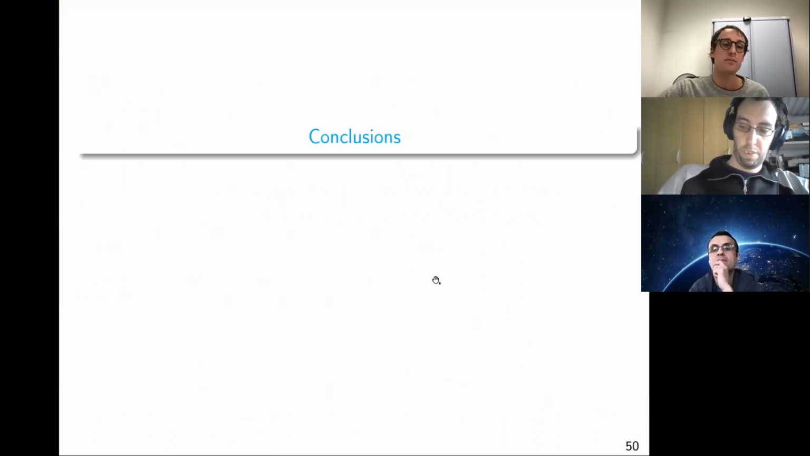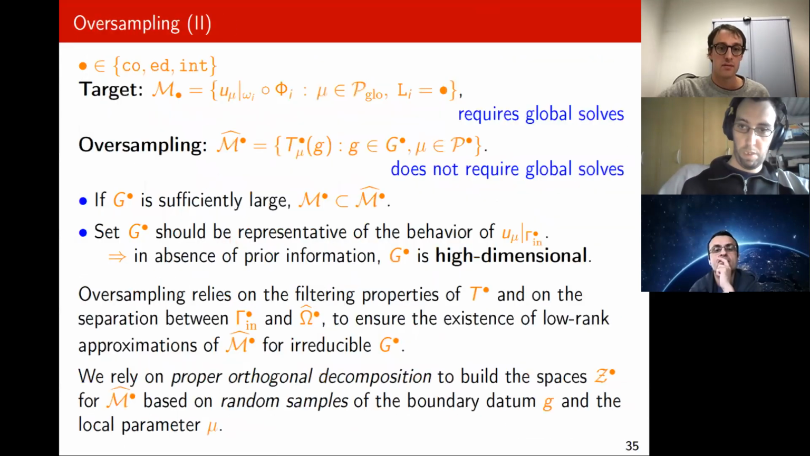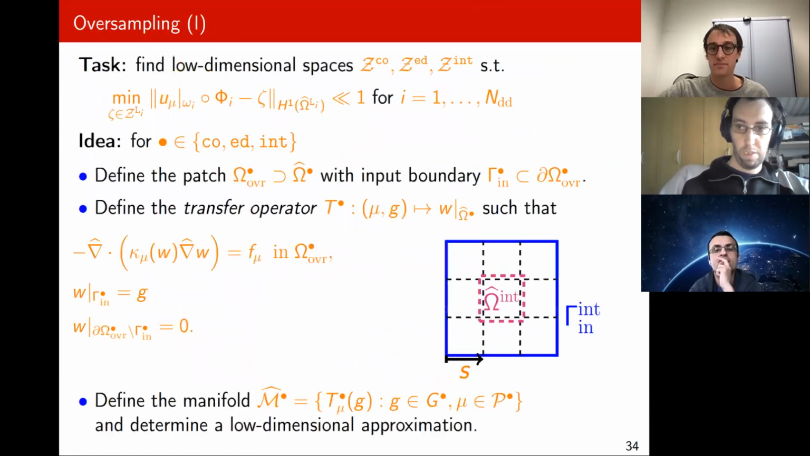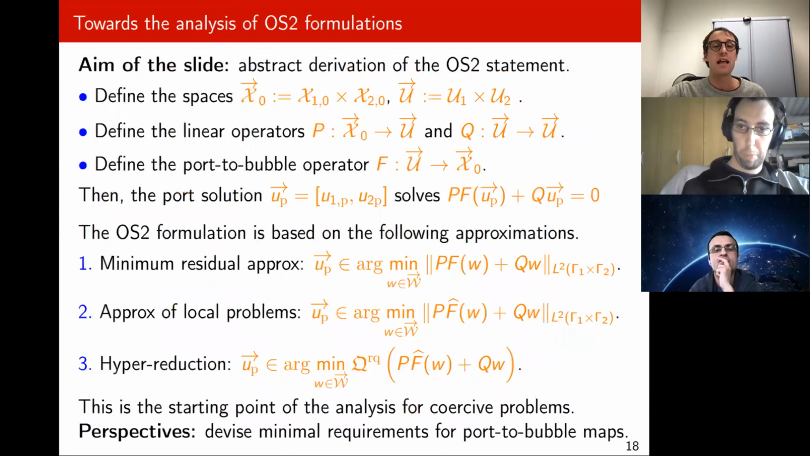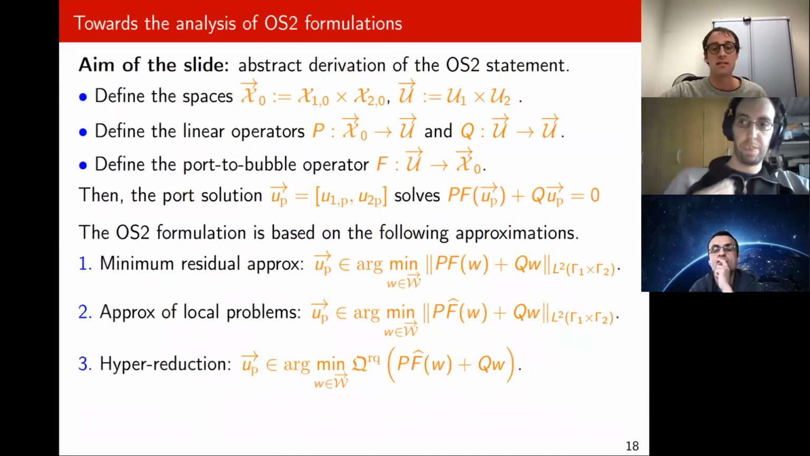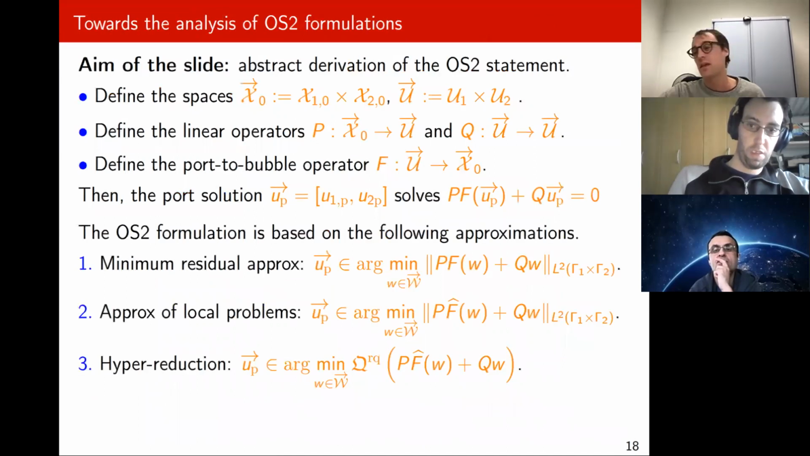So we do have some analysis for coercive problems, which, at least with standard arguments, I think is the best that we can achieve. Let's put it this way: whenever we can prove convergence for the standard overlapping Schwarz, we should be able to prove convergence also for OS2.